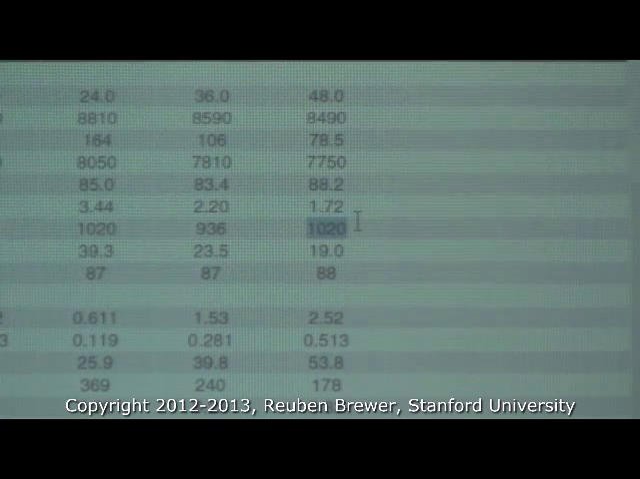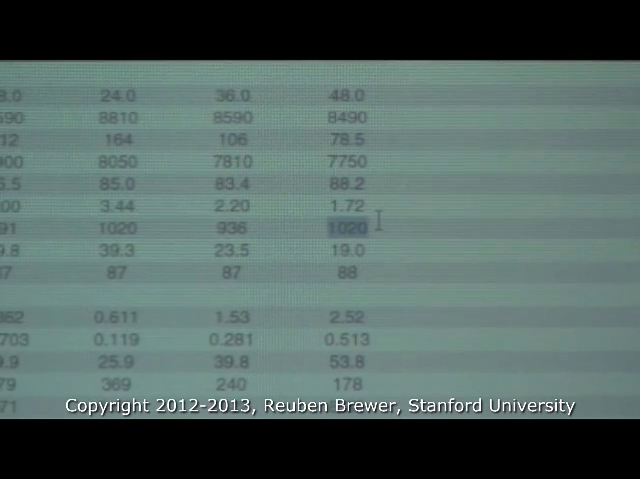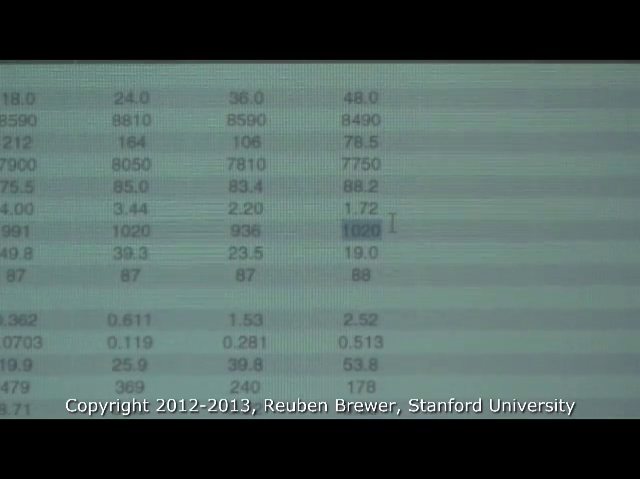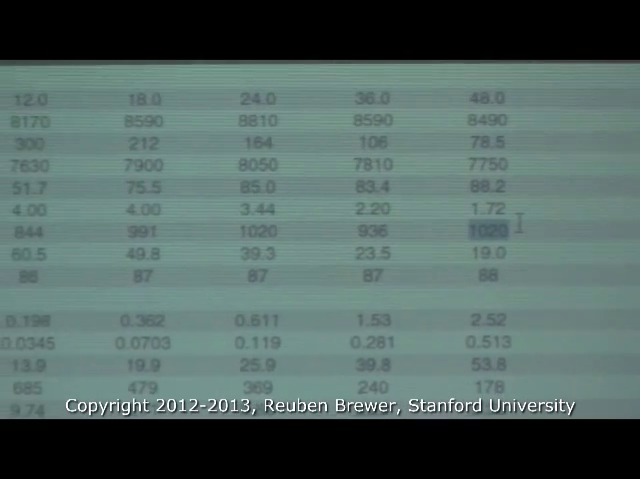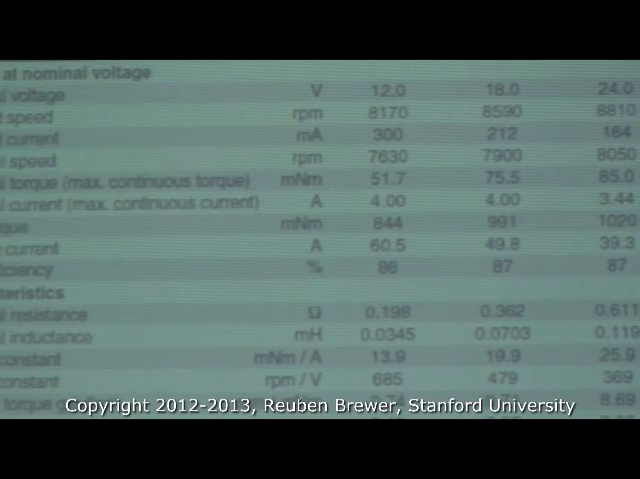So let me tell you what I mean by this. Stall torque means it's starting from rest, and you get that spike of roughly 1 newton meter, or you grab it and stop it. You can't do that for long. It will burn your motor. It will literally catch fire if you do it for too long.